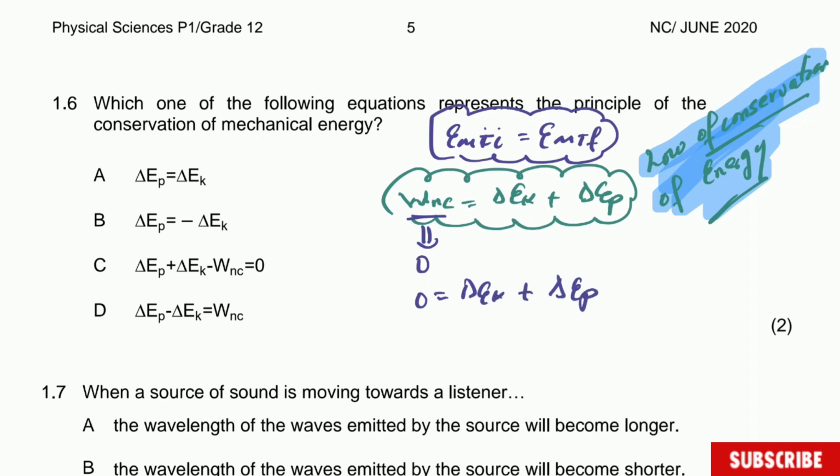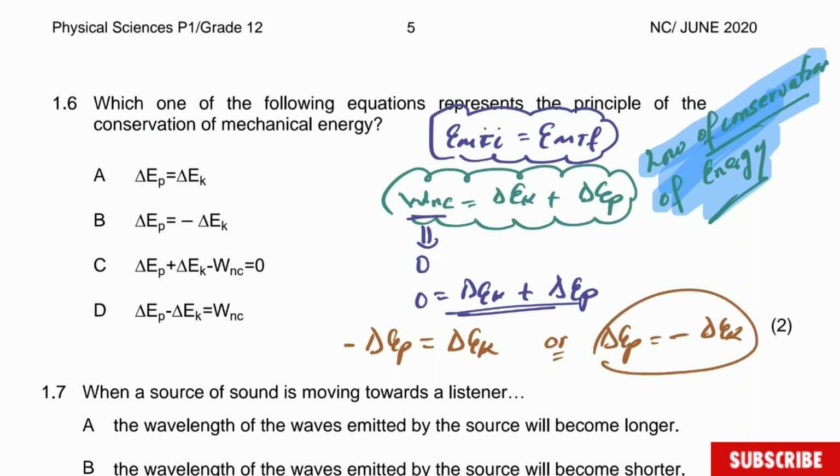change in potential energy. Now, if you rearrange this one, guys, and let's say, for instance, we move the potential energy to the other side, we have that minus the change in potential energy is equal to the change in kinetic energy. Or it depends how you rearrange it. Or you can say, for instance, that the change in potential energy is equal to minus the change in kinetic energy, which is the case of B. So B is the correct answer. I hope you understand. It's a very good question. Let's go to question 1.7.